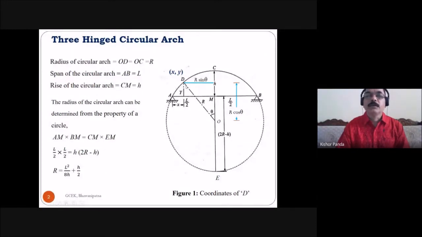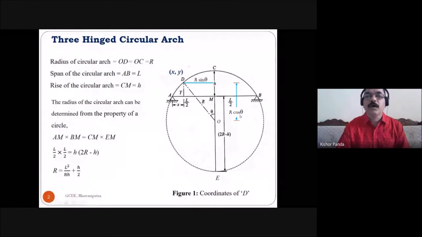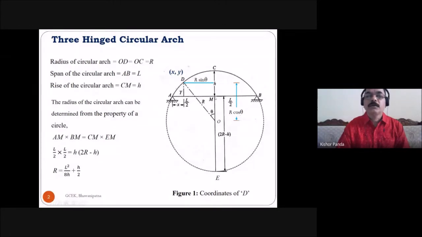And you see, this is R, the radius of the circular arch. So what is this length? This length is equal to R cos theta. If you deduct the OM length from R cos theta, then you will get the y coordinate, the height of the point D. That you can find out by taking R cos theta minus OM.